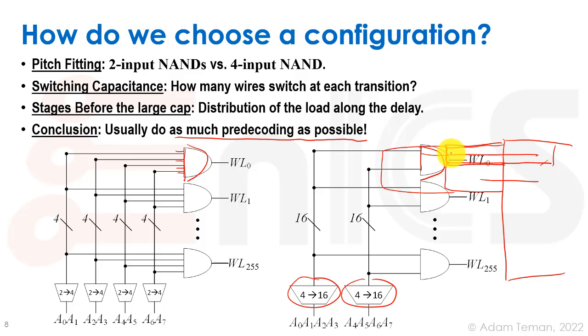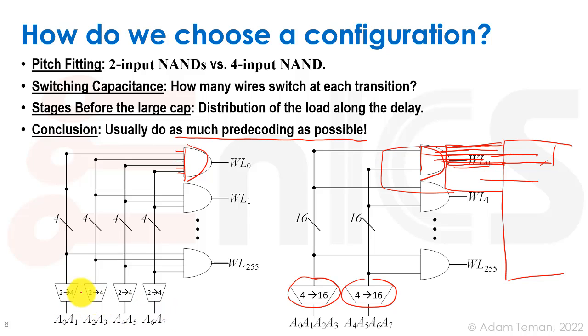Taking this NAND gate, it will probably be pretty easy to get 2 inputs along with VDD and ground, and then 1 output out of it. But getting 4 inputs in here may be a little tricky, especially with the very reduced height of the SRAM over here. So for that reason, we want better pitch fitting using a 2-input NAND gate versus a bigger 4-input or 3-input NAND gate. That's number 1. The second thing is switching capacitance.